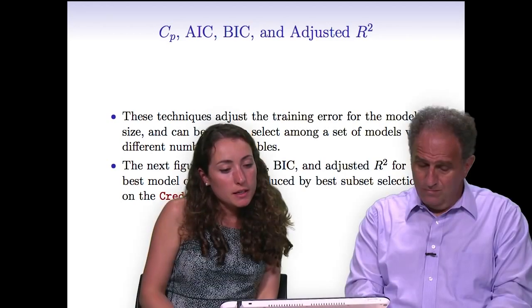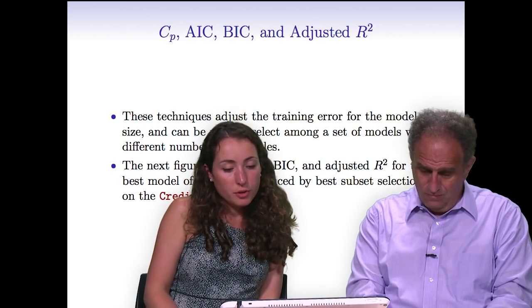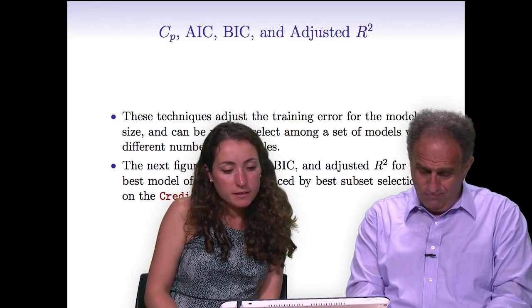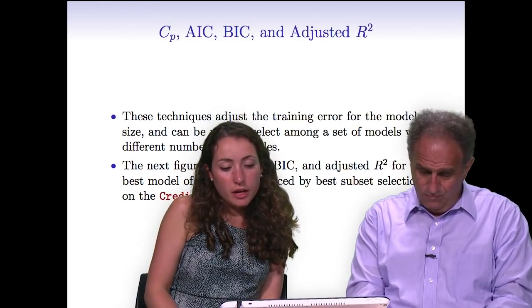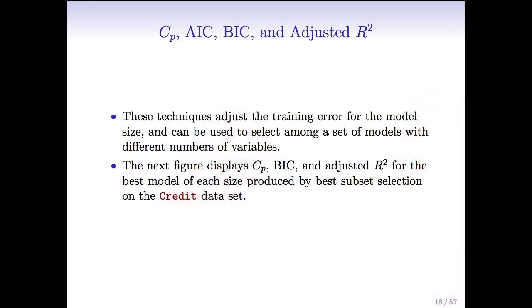So CP, AIC, BIC, and adjusted R-squared all adjust the training error in order to give us an estimate of the test error. And they all can be used to select among models with different numbers of variables. So we're now going to look at a figure showing us CP, BIC, and adjusted R-squared for the best model of each size that we get using best subset selection on the credit data. So we're first going to look at this figure, and then we'll talk about how these quantities are defined.